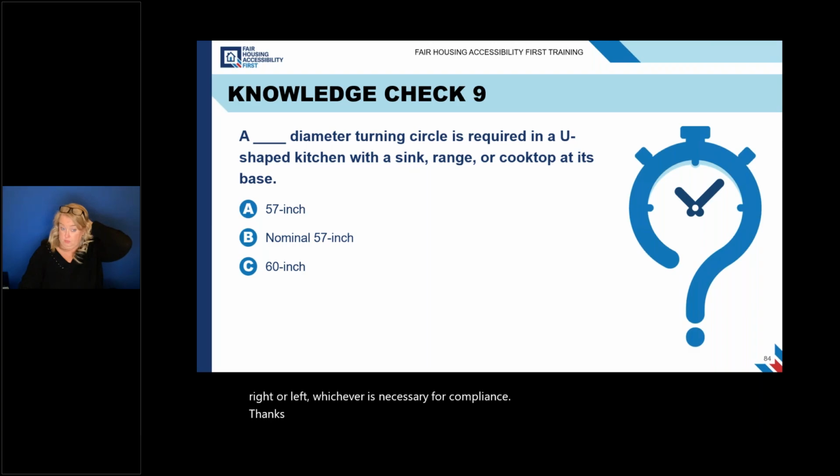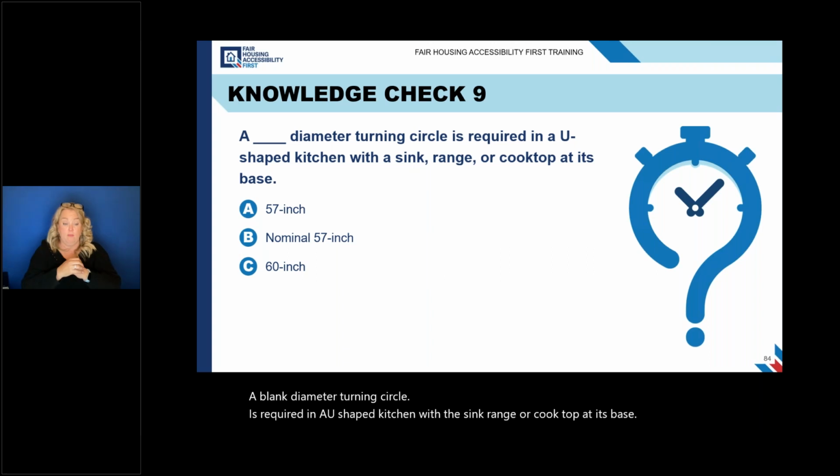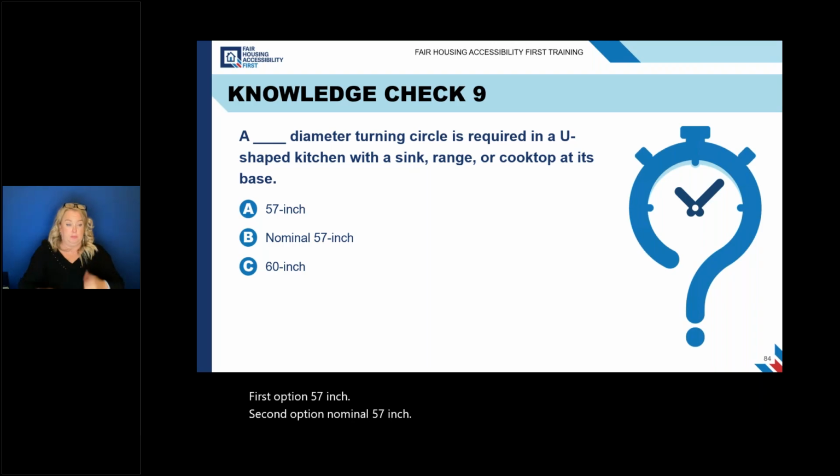Thanks, Crystal. For our 9th knowledge check, a blank diameter turning circle is required in a U-shaped kitchen with a sink, range, or cooktop at its base. First option, 57-inch. Second option, nominal 57-inch. And the third option, 60-inch. So go ahead and launch this poll.